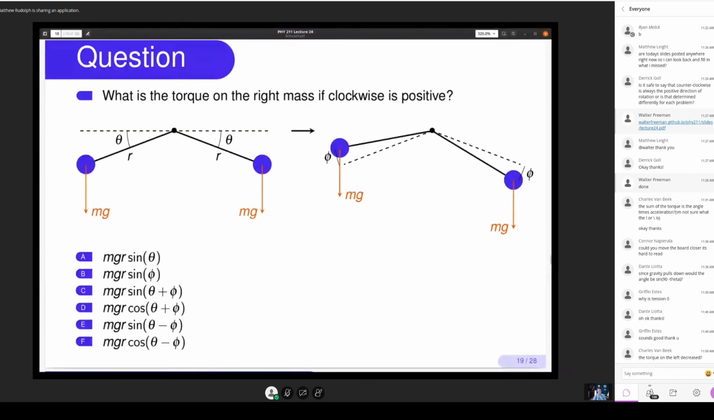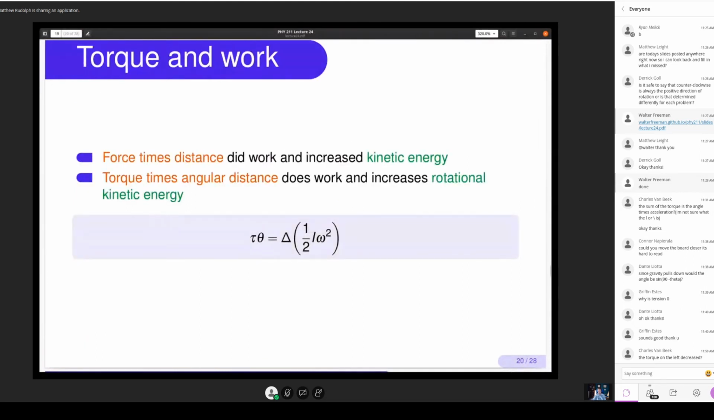Like I said, you could go and figure out what the difference is with some arbitrary theta and phi, but we're going to skip that. I just want to mention a few more things. We've talked about rotational kinetic energy before, and just like we had work with force times distance giving you 1/2 mv squared, you also get that torque times angular distance increases the rotational kinetic energy.